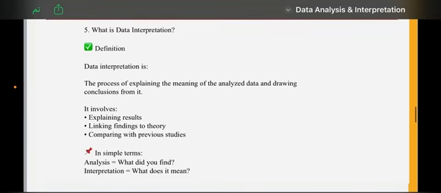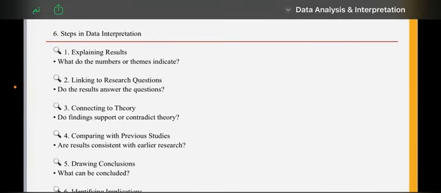So, we will move to interpretation. If we ask what interpretation means, we can say it's the process of explaining the meaning of analyzed data and drawing conclusions from it. It involves explaining results, linking findings to theory, and comparing with previous studies. In simple terms, analysis means what did you find, but interpretation, what does it mean?